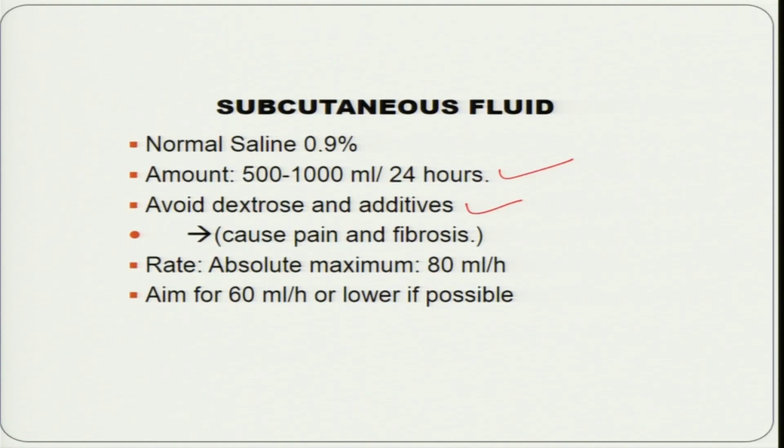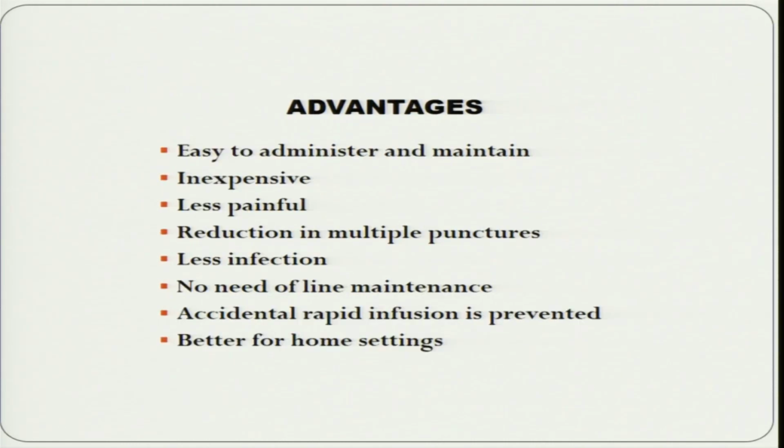Usually when you are giving any fluid or normal saline by the subcutaneous route, the rate of the infusion should be 80 ml per hour, and finally you can slow down to 60 ml per hour or maybe less than that. An advantage of the subcutaneous route is that a very wide area of the body is available for subcutaneous injection.